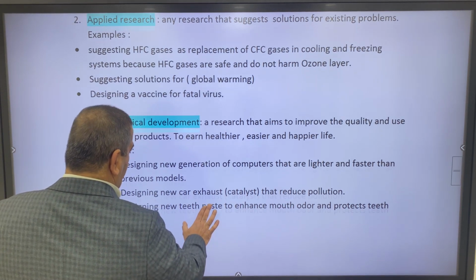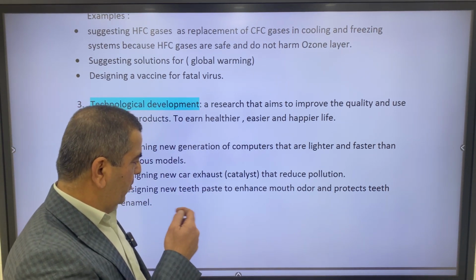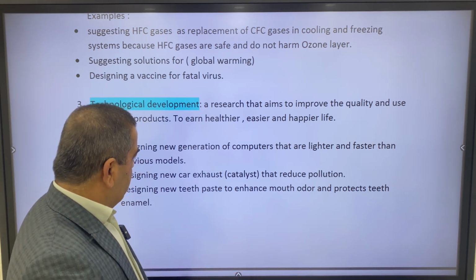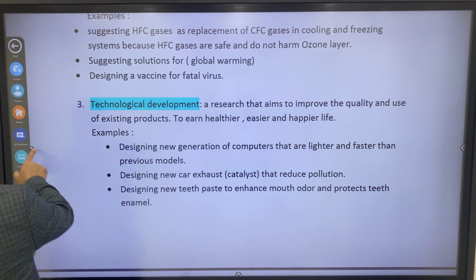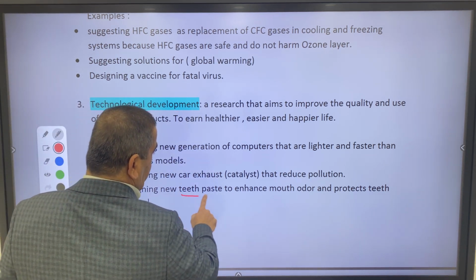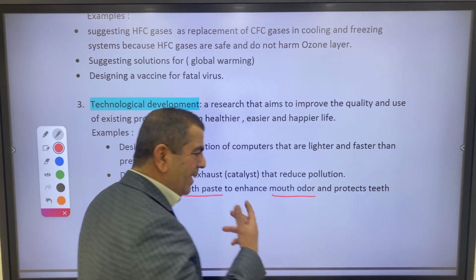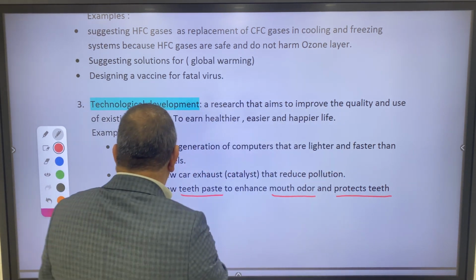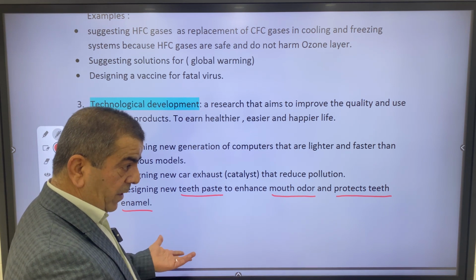The third example about technological development. We all use toothpaste to brush our teeth daily, maybe twice a day. So, the designing of new toothpaste: we had toothpaste, of course, and we settle with it. It's okay. But if there is a new toothpaste that smells better and protects our teeth enamel from corrosion, this would be better.